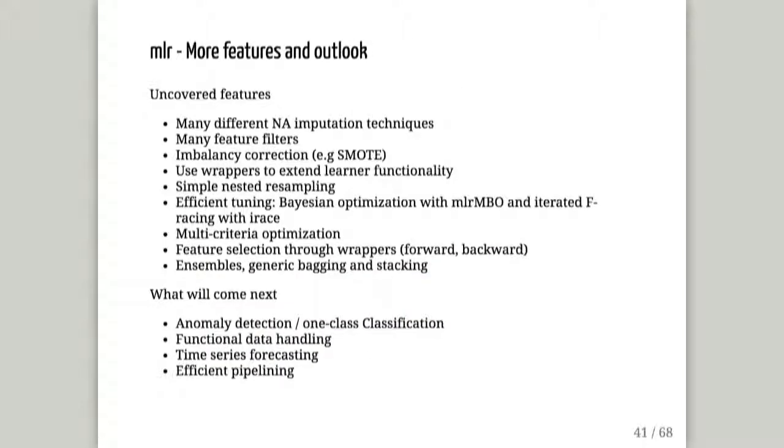Here is a longer list of other features that I couldn't really talk about. So we have different NA imputation techniques in there and a generic system for that, different feature filtering techniques, imbalancy correction like SMOTE, to oversample the smaller class in a more intelligent fashion. This is something that I really like about the package, that I really wanted to have in there. Let's put it that way.